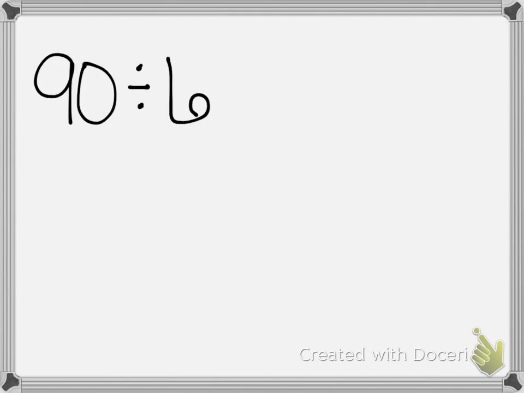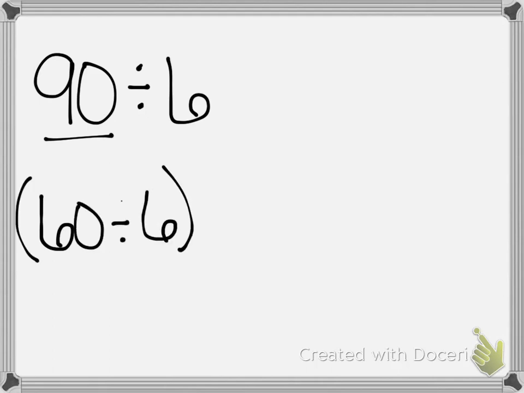So my first example is 90 divided by 6, and I don't see any basic facts right now, but I want to break apart 90 into numbers that are multiples of 6. And so in my head, 6 times 10 is always an easy one to try to figure out, and I know 6 times 10 is 60, so I'm going to try 60 divided by 6, and then I know 60 plus something is going to give me 90.